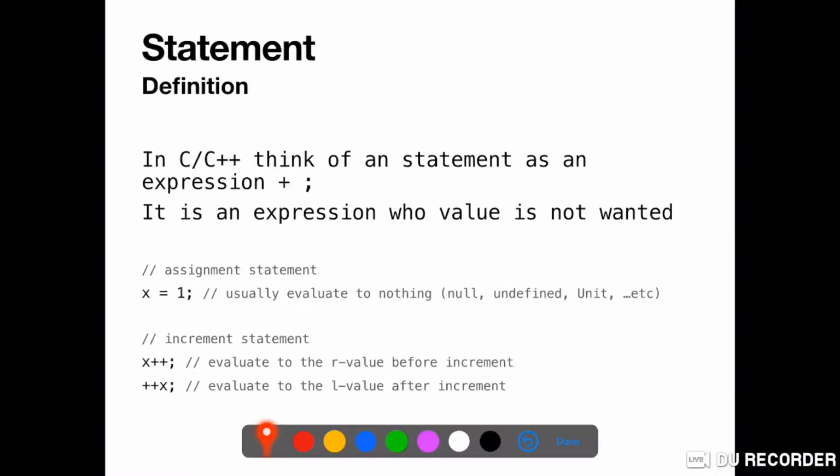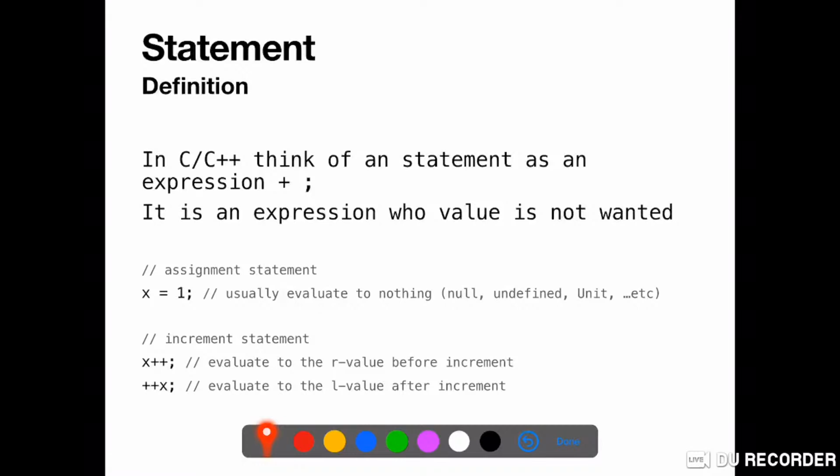And in C++, you can think of a statement more easily. It's just an expression plus a semicolon. It's a statement because if you add a semicolon, it means you don't want the value. You only want the side effect. So it is basically an expression whose value is not wanted. So that would be a statement.